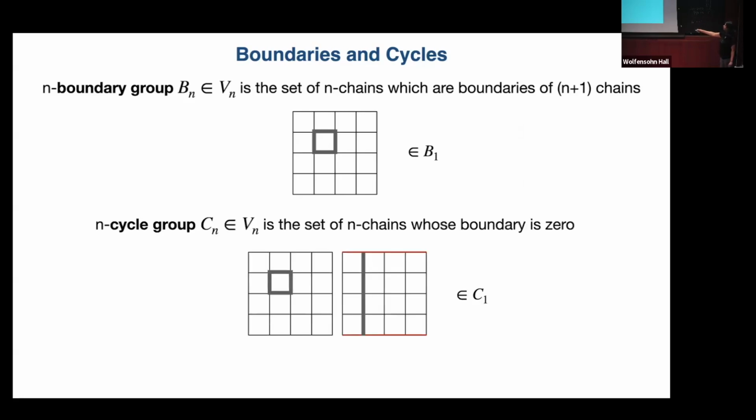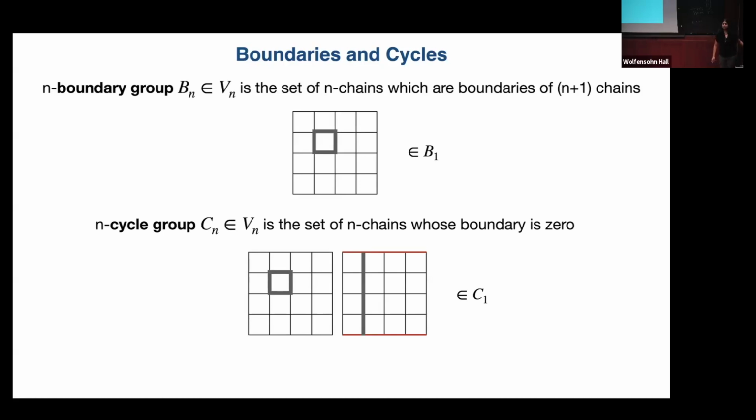Likewise, you can talk about a cycle group, okay? An n cycle group is a set of n chains which have no boundary, okay? So if I look at this collection of edges and I act with the boundary operator on it, as we saw, each vertex that will get returned is counted twice, so this has no boundary. And likewise, if you have a non-contractible cycle here, okay, that again has no boundary.